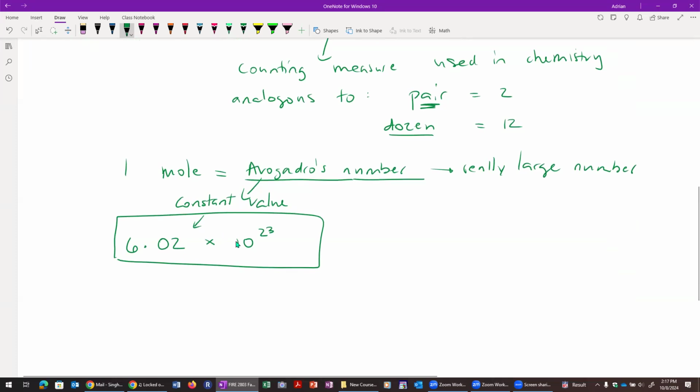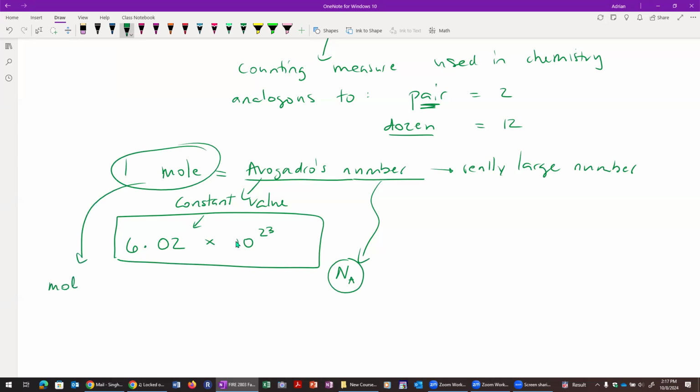Avogadro's number, the symbol for it is N subscript A. That's Avogadro's number. And the word mole is often abbreviated as mol. It's not much of an abbreviation, but it's a very common abbreviation that is used. All right, so if I have 1 mole of cookies, for instance, that means I have 6.02 times 10 to the 23 cookies. That's a lot of cookies.